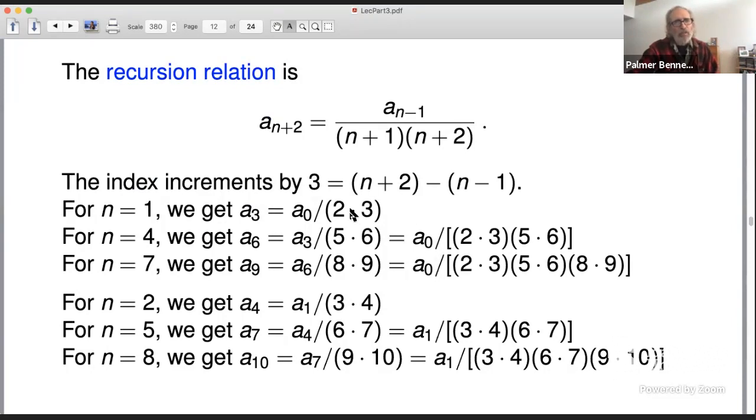Then there are the other coefficients that are generated from a1. So to get a1 here, we should take n equals 2. And we'll get a4 is a1 over 3 times 4, when n is equal to 2. Then we increment by 3, go up to 5, because we want this to be a2, a4. So 5 minus 1 is 4. So a7, wait, what am I doing?